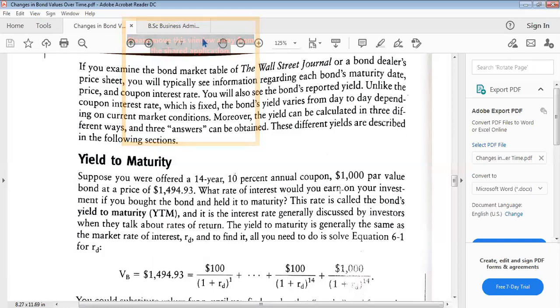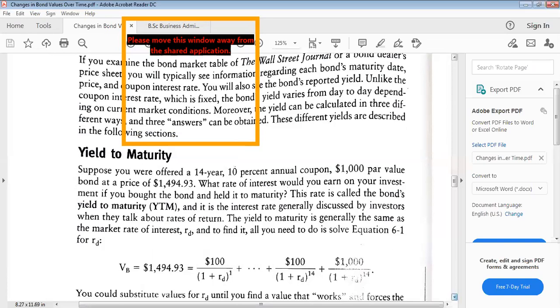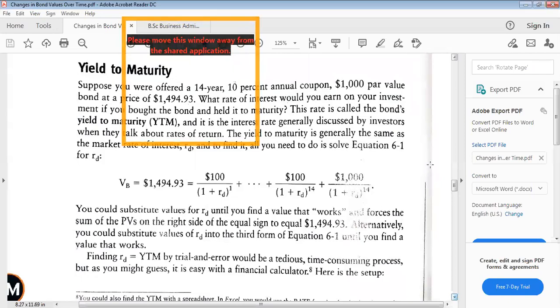So technically, in a nutshell, the rate of interest that you would earn on your investment is also called what? Yield to maturity. And it is the interest rate generally discussed by investors when they talk about rates of return. The yield to maturity is generally the same as the what? Market rate of interest, that is rd. To find it, all you need to do is to what? Solve equation 6.1 for rd. So in this case, you're going to solve for rd.